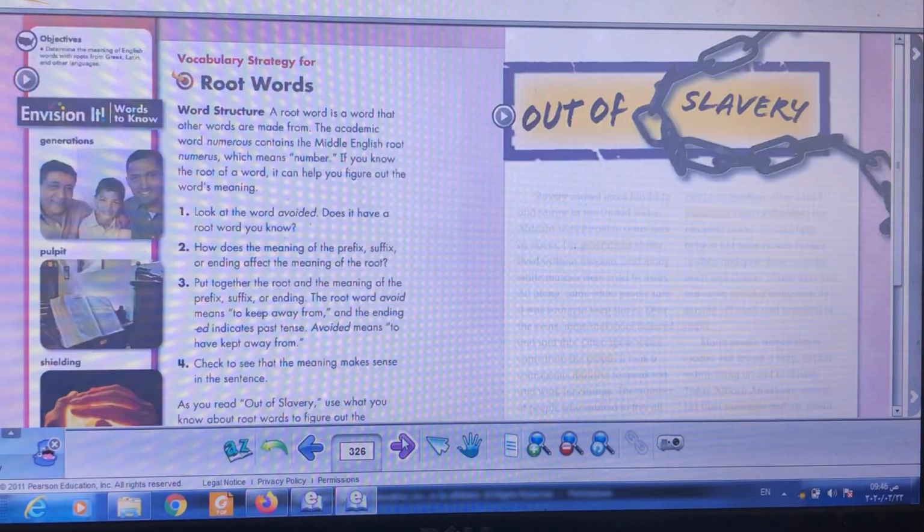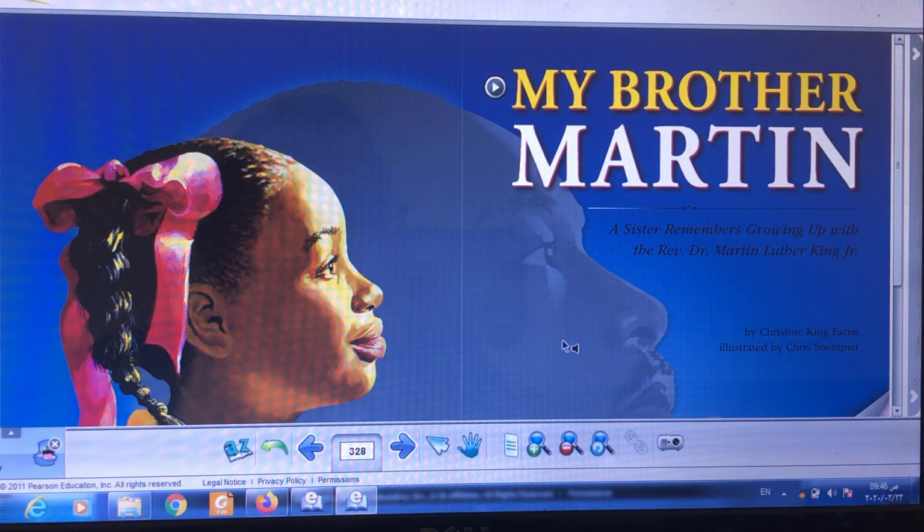So the story today, My Brother Martin, is going to explain all that, and it is going to explain someone who really changed the world upside down, Martin Luther King Jr. Let's start the story together, and don't forget that we read the story and then we apply the skill.